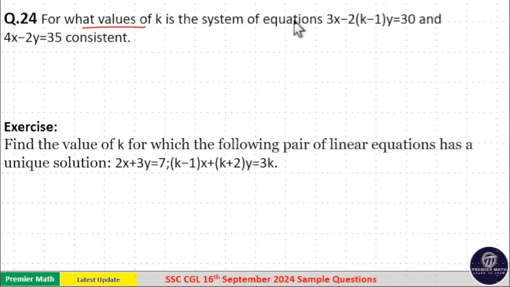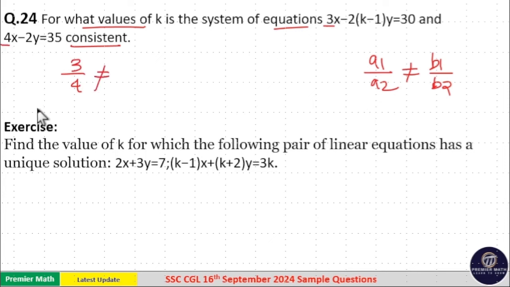For what values of k is the system of equations consistent? To have consistency, the ratio of coefficients of x should not be equal to the ratio of coefficients of y. Then there is consistency. That is, here the x components 3 by 4 should not be equal to the y components, minus 2 into k minus 1 divided by minus 2. Minus 2 minus 2 cancel.